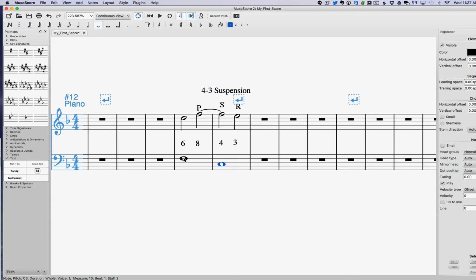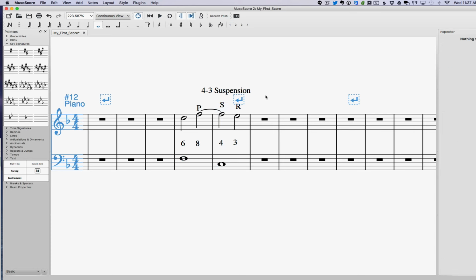And it has a particular sound. Let's hear it. Like that. See how it wants to resolve even more. But that is a 4-3 suspension. A fourth resolving to a third.